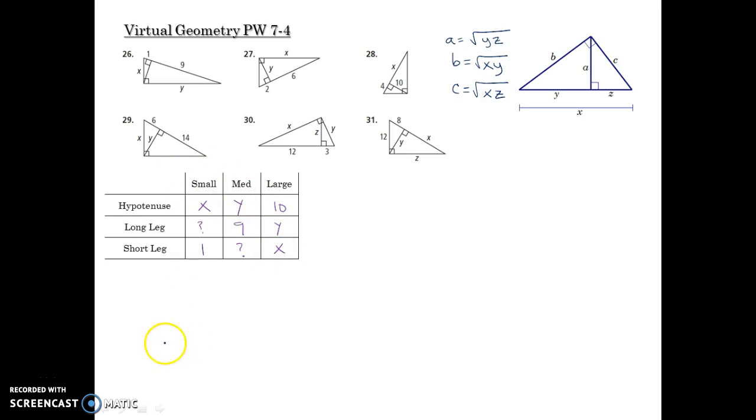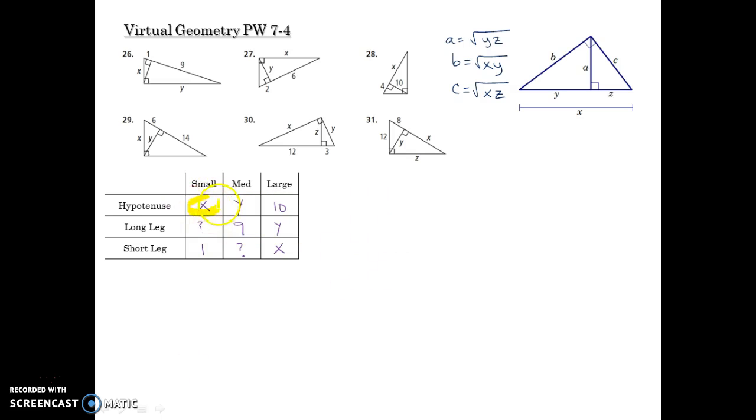Well, if you look right here, I've got a block here that gives me some useful info. And I can set up a proportion that says y over 9 equals 10 over y, cross multiply, y squared equals 9 times 10, take the square root of both sides, y equals the square root of 9 is 3, so 3 square root of 10, which is what we got before.